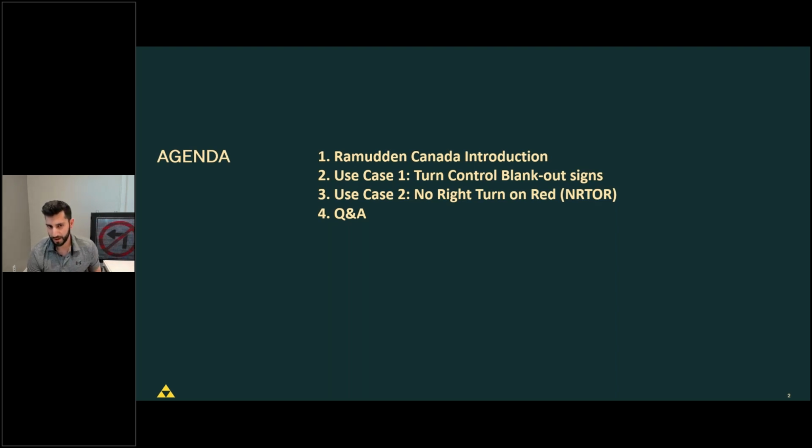So just to reiterate, use case one is going to be on your standard turn control blankout sign supported by static signage, and then use case two is a new concept, dynamic no right-hand turn on red and other dynamic applications. At the end of the webinar, we'll get into a Q&A period where I'm sure you'll have lots of questions, but be sure to include them in the questions tab there, and we'll have a chance to get through all of them at the end of the webinar.